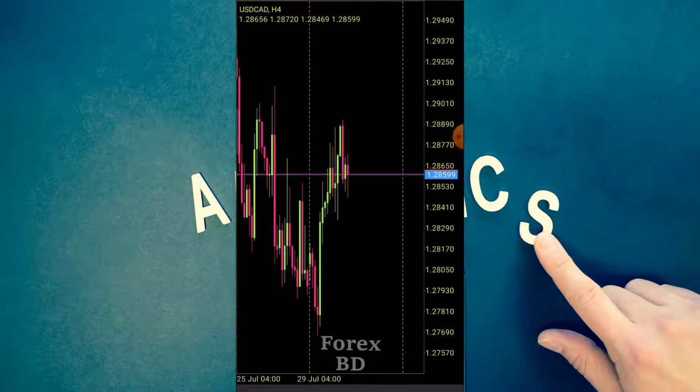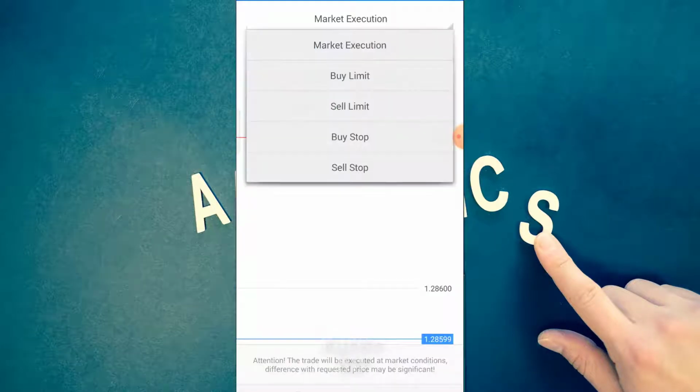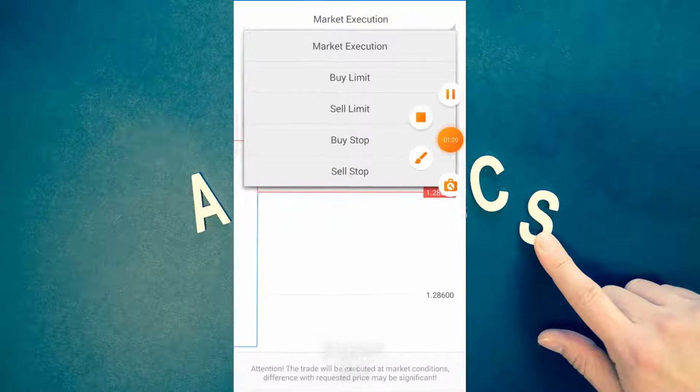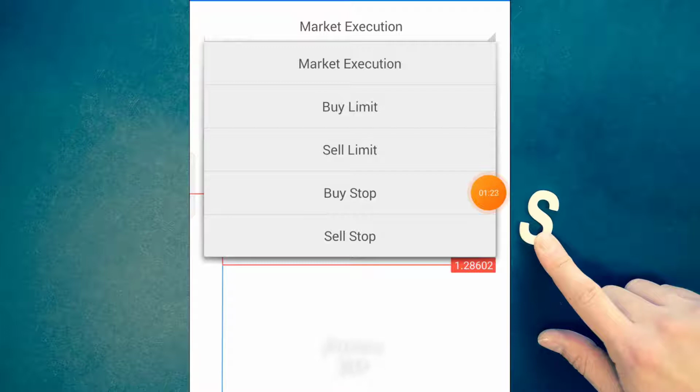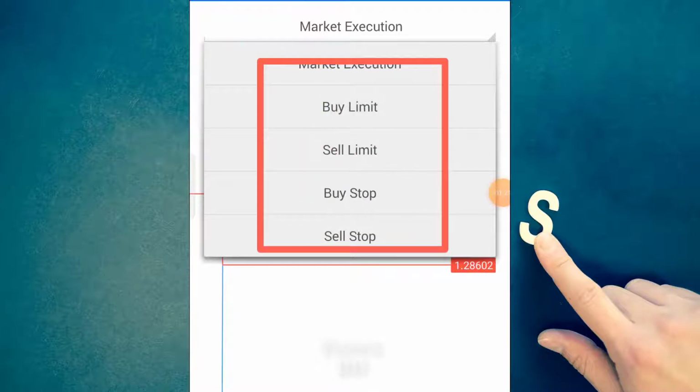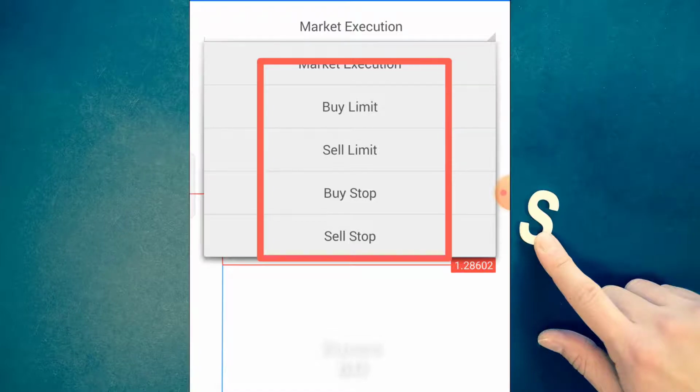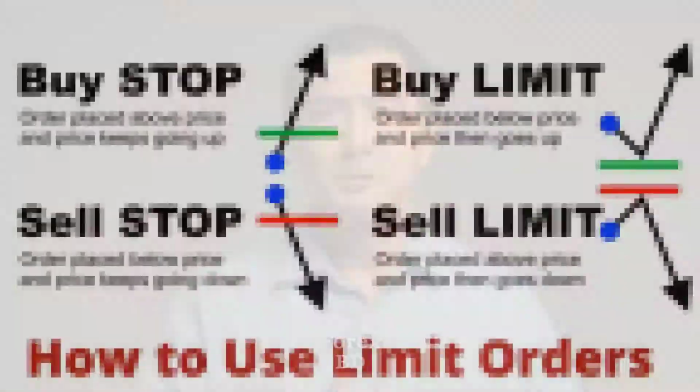Let's see some of its types this time. We may need to take one type of pending order at a time, so we need to see how many types first. As you can see on the screen, we can take buy stop, buy limit, sell stop, and sell limit. Now you may be a bit confused by these 4 types. However, we are clearing that too.